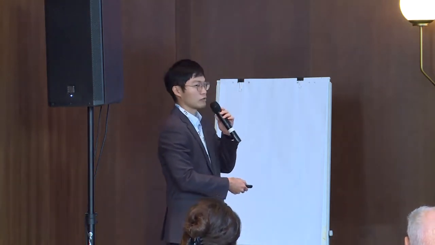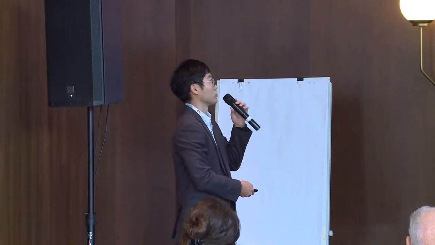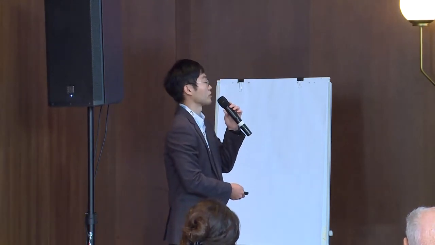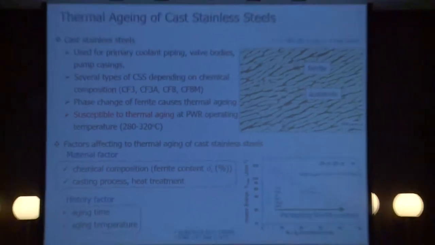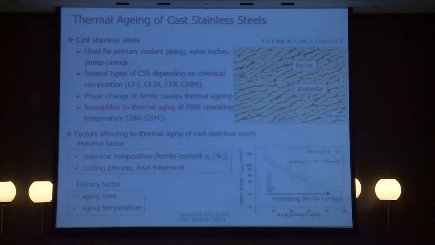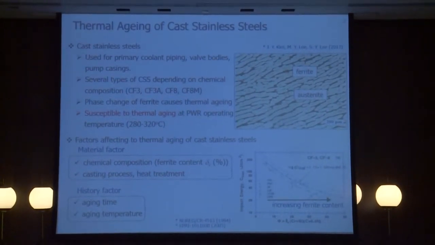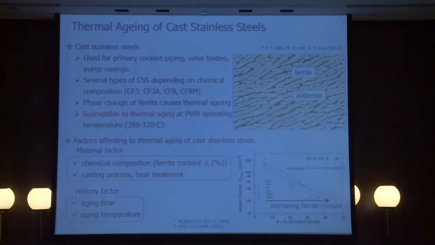Cast stainless steels are widely used for primary coolant piping, valve bodies, and pump casings in nuclear power plants. The problem of this material is that it is susceptible to thermal aging under operating temperature due to the phase change of ferrite. The main factors affecting thermal aging of cast stainless steels are material factors, for example, chemical composition, casting process, and heat treatment, and history factors, for example, aging time and aging temperature.